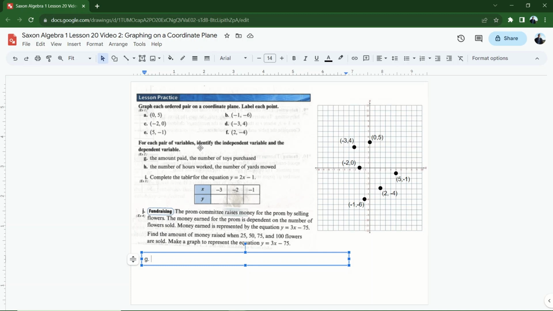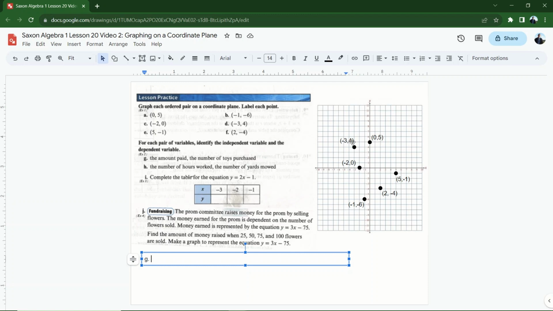Welcome back, everybody. In this lesson, we are going to be actually practicing putting some things on a graph, and then we're going to deal with dependent and independent variables. We're going to work a table. We're going to figure out what a table has to do with graphing coordinate pairs. And then lastly, we'll work a word problem together.